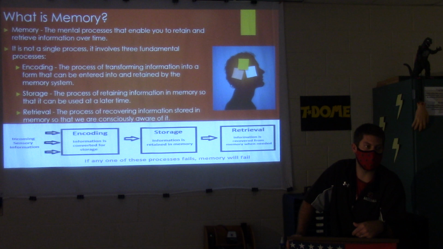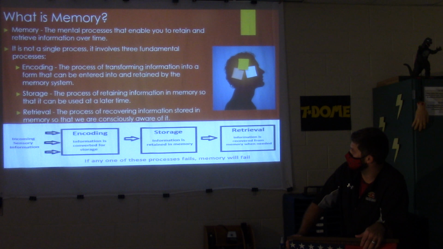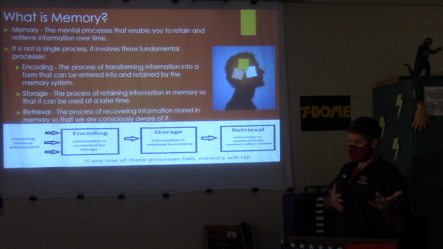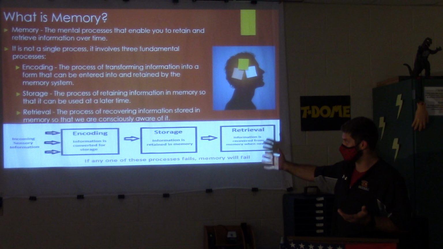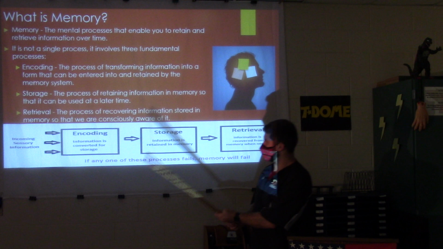Then we have storage, the process of retaining information in memory so it can be used at a later time. And then retrieval. You don't have a memory unless you can get it out. That memory is just going to exist in your head, but you can't get it out. Retrieval is the process of recovering information stored in memory so that we are consciously aware of it. So that's pretty much our system of memory in the simplest form.